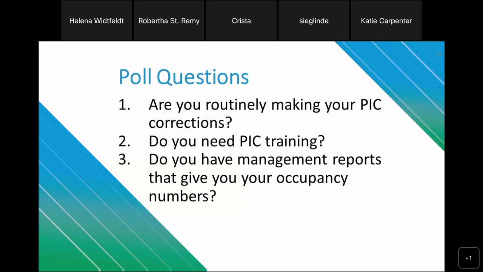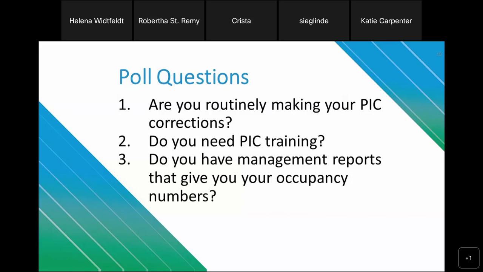All right, just 15 seconds left before we close the poll. It's about done. Poll is closed and we will see the results fairly quickly.